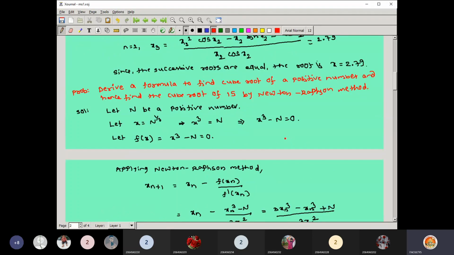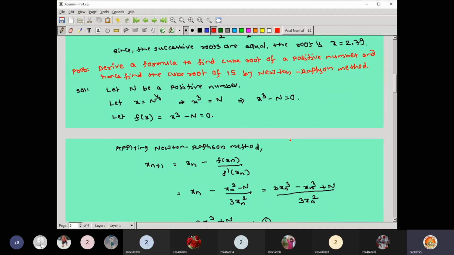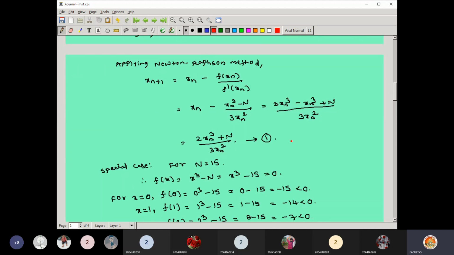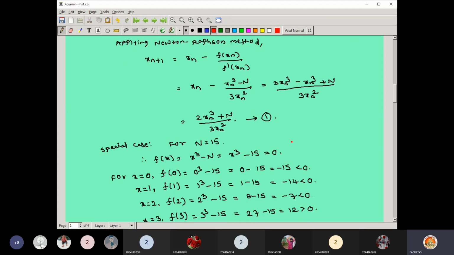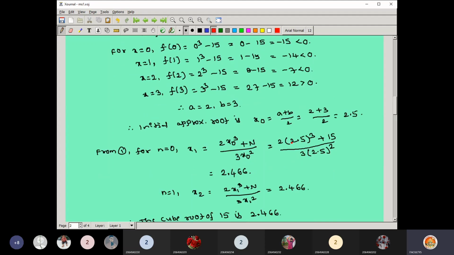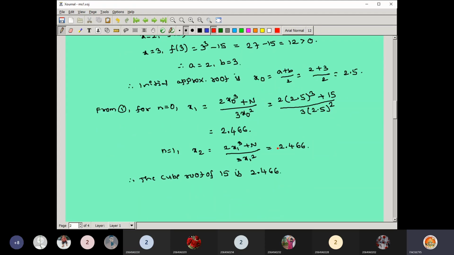ఫస్ట్ వాళ్ళు ఒక ఫార్ములా డెరైవ్ చేయమన్నారు. I have derived a formula to find out the cube root. After getting that formula itself I am getting the cube root of 15. So I am just substituting n equal to 15 and trying to calculate a and b values, and directly I am substituting in the formula to get your cube root value.